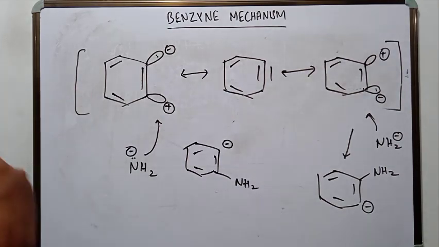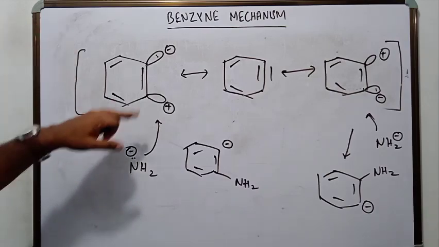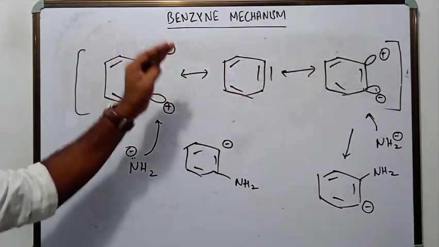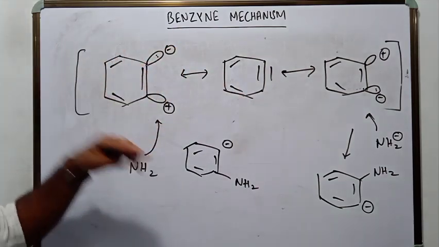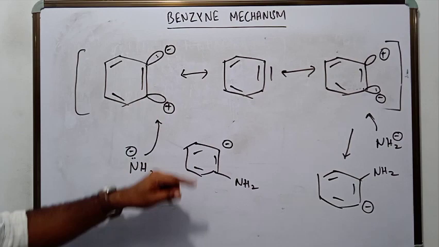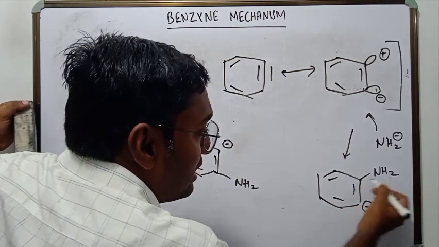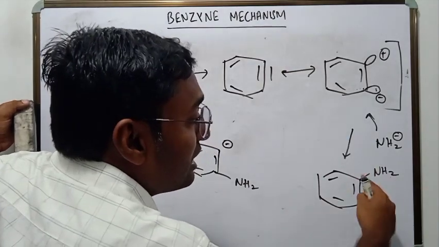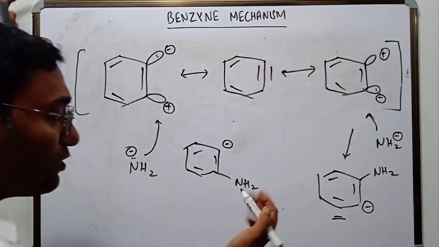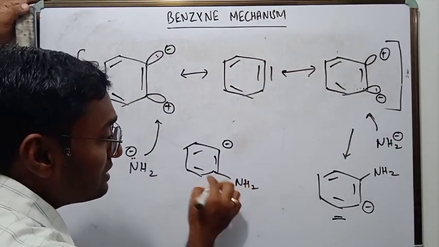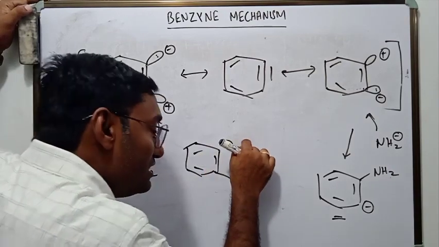If nucleophilic aromatic substitution proceeds through the benzyne intermediate or benzyne route, then two products will be formed. I said it when we started the class. The first is the case where the nucleophile is attached to the carbon which was initially attached to the leaving group. This is that structure. And the second product will be one in which the nucleophile is attached to the carbon which is adjacent to the carbon which was initially attached to halogen.